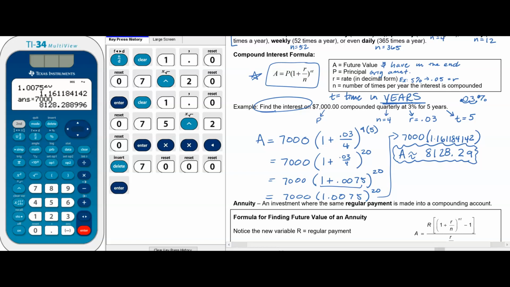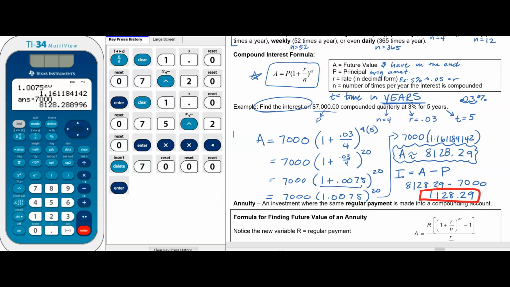But they want to know, how much interest did you earn? If you put $7,000 into an account and you came out with $8,128.29, in order to find the interest, you're going to have to subtract those. If you like using formulas, the formula is interest equals the future value minus the original, which is P. So you're going to do 8,128.29 minus 7,000, and then you get $1,128.29. That is going to be your final answer. I'm just going to circle that in red.